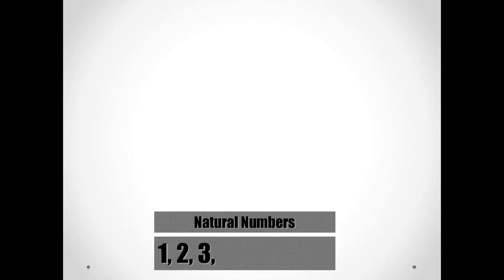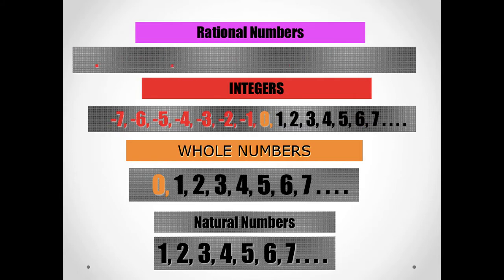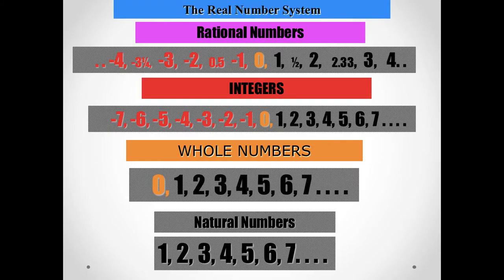So we have natural numbers, whole numbers, integers, and rational numbers. What are all these groups called? The real number system. So these all are called the real numbers.